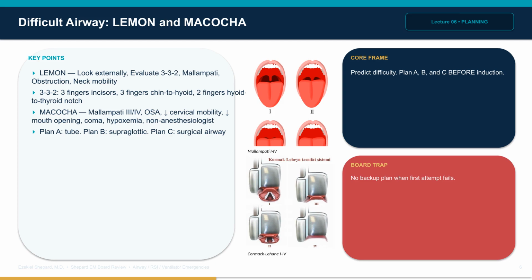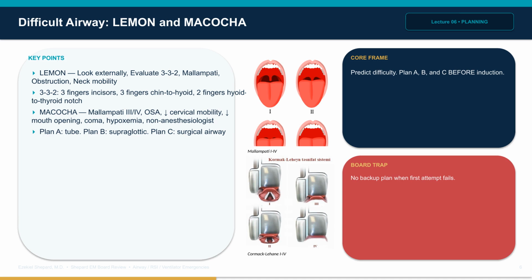Difficult airway prediction in the ED is imperfect, but it changes planning. The LEMON mnemonic covers: look externally, evaluate 3-3-2, Mallampati, obstruction and neck mobility. 3-3-2 means 3 finger breadths between incisors, 3 finger breadths from chin to hyoid, and 2 finger breadths from hyoid to thyroid notch. The MACOCHA score predicts difficult intubation in the ICU and emergency department, weighing factors including Mallampati class 3 or 4, obstructive sleep apnea, reduced cervical mobility, limited mouth opening, coma, severe hypoxemia, and non-anesthesiologist operator.